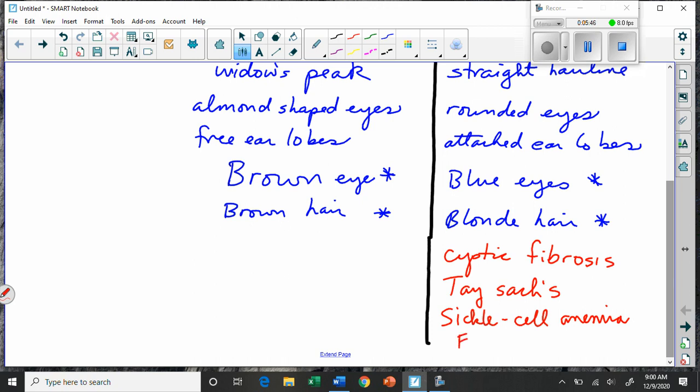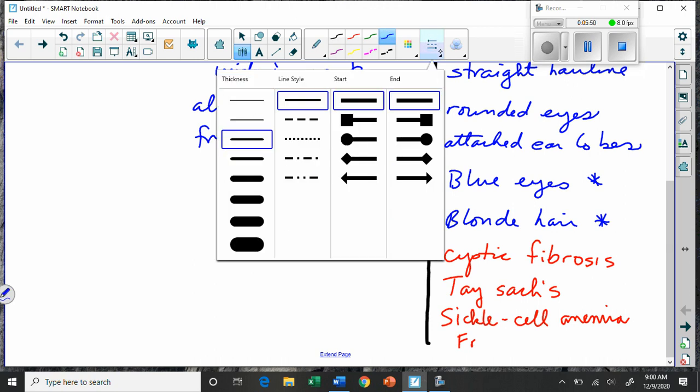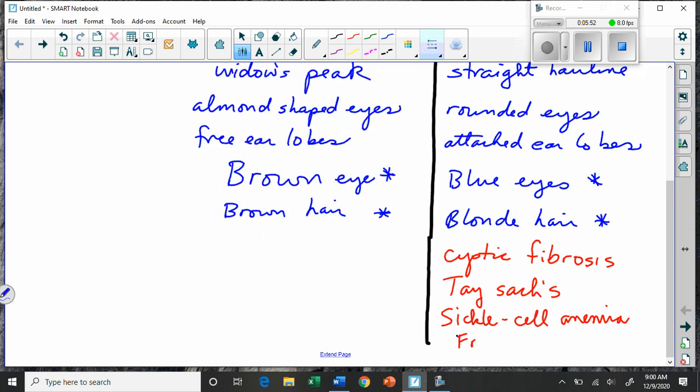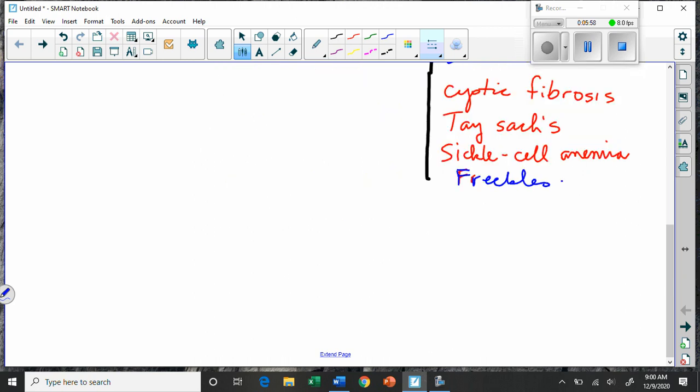Incidentally, freckles, which is not a disease at all. Freckles is more of a trait, so maybe I'll put that one in blue. Freckles. I don't know why I had this one on the end. I guess I was looking some up and I just found that one. So freckles. Now we can also look at some other animals, not just humans.